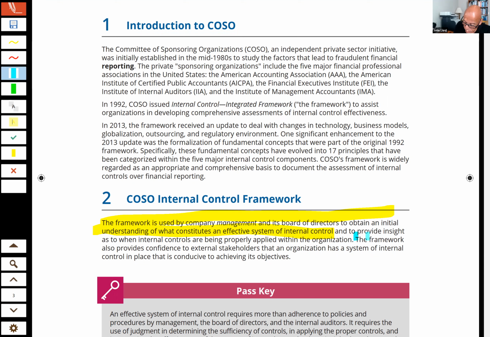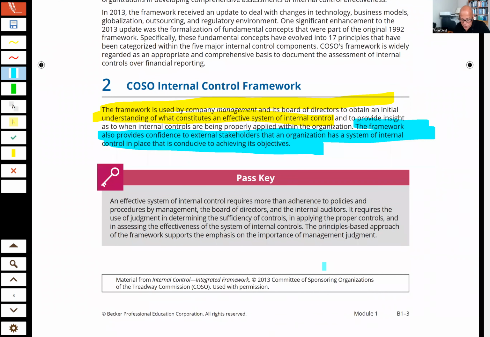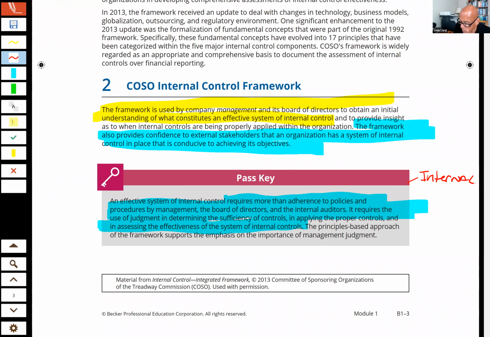You can see here that the framework also provides confidence to external stakeholders. The classic example there would be the auditors of the financial statements, who are considered external. This passage here says it requires more than adherence to policies and procedures by management, the board of directors, and the internal auditors. It requires the use of judgment in determining the sufficiency of the controls, applying the proper controls, and assessing the effectiveness of the system of internal control. And again, it can be used by both internal management and the board of directors, but also by external parties. The classic example there would be the auditors of the financial statements.